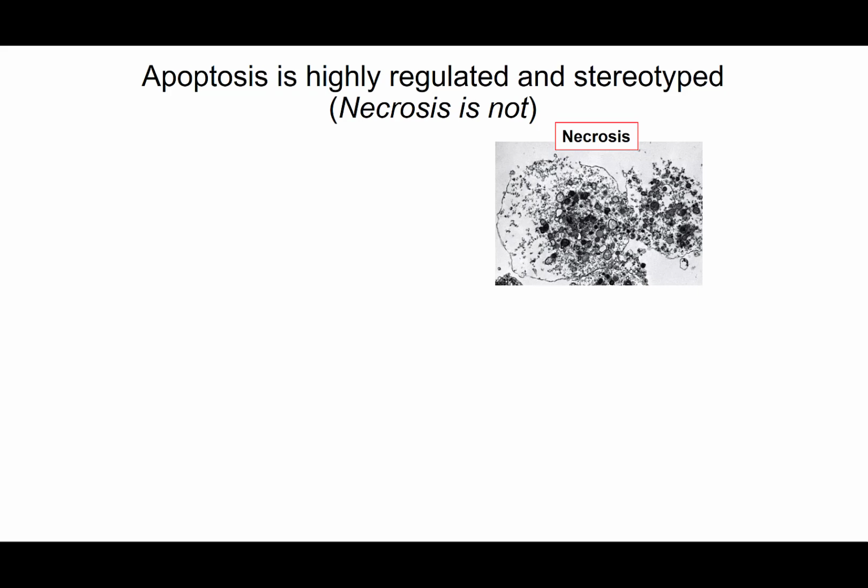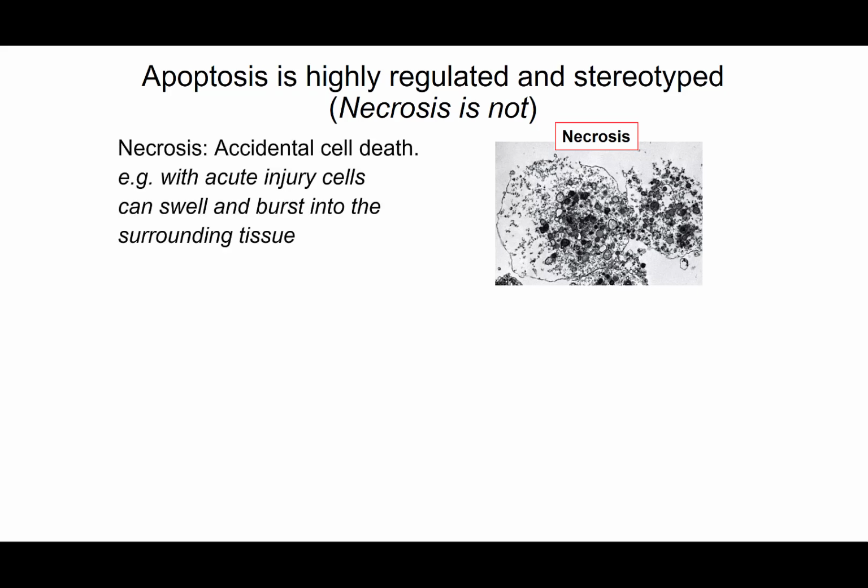Necrosis is not really regulated, not really stereotyped. Necrosis is essentially cell damage. It's accidental cell death. So for example, with acute injury, cells can swell, they can burst into the surrounding tissue. With a particular cell, something else that can happen with necrosis, with cellular damage, is you can just break open the cell. You can destroy the cell. You can cut it. What happens with necrosis is that the inside stuff of the cell gets to the outside.